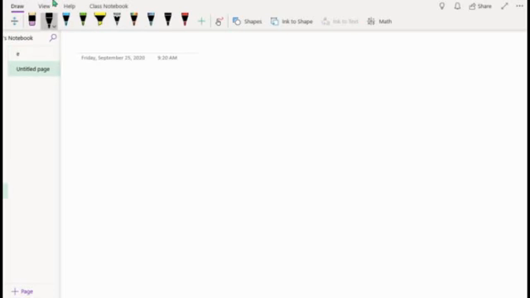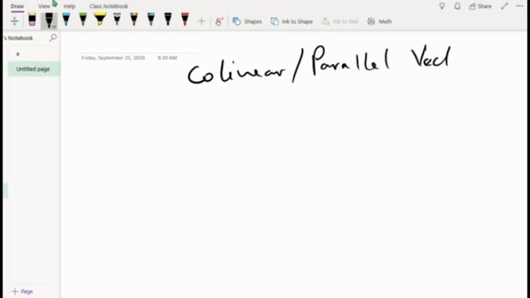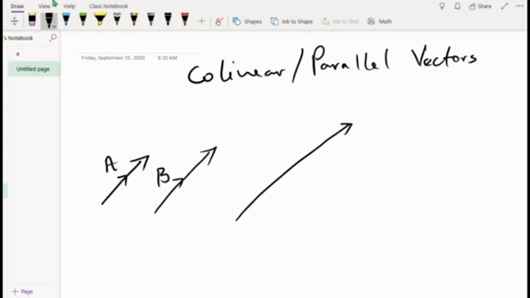Then lastly, there is also what we call collinear or parallel vectors. When you say two vectors are collinear or parallel, it simply means, for instance, we have this vector, let's call it A, and we have vector B. When they are parallel, it simply means they are going in the same direction. That means you can add A plus B, so that if you add them together, this is going to be A plus B.